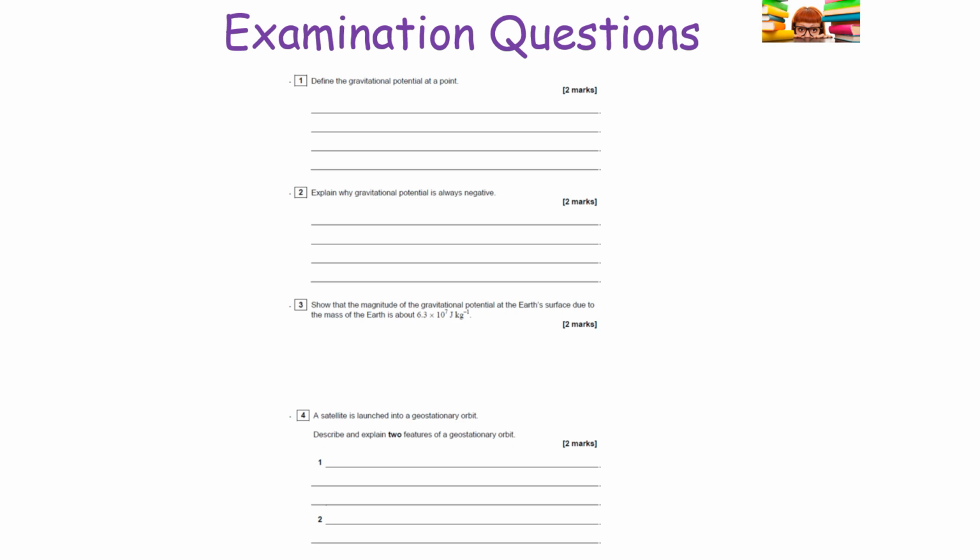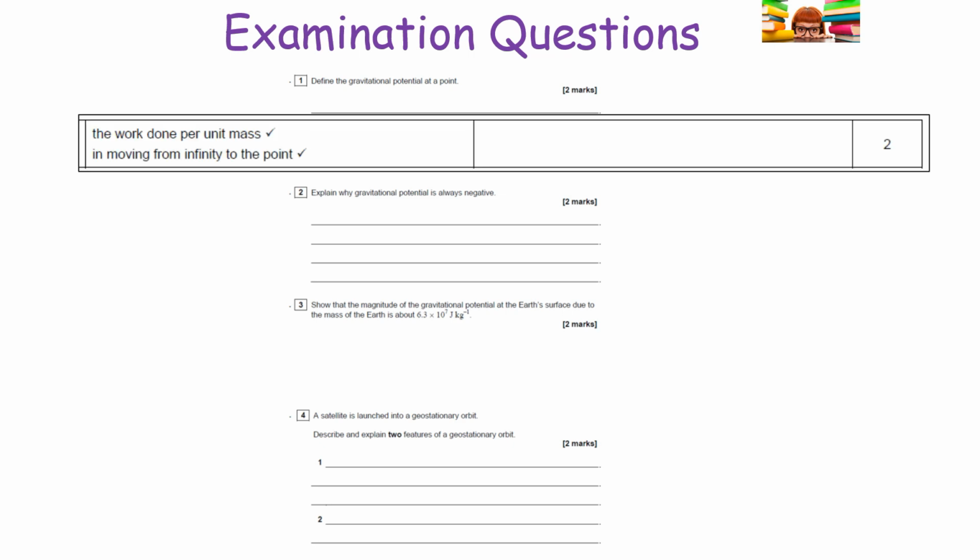Well, once again, you'll see that there's just key facts about fields you've got to learn. So once again, what's the definition of gravitational potential? It's the work done per unit mass in moving from infinity to a point inside the field. Always remember your key definitions.